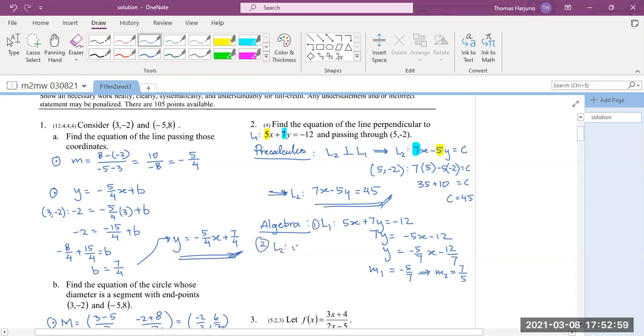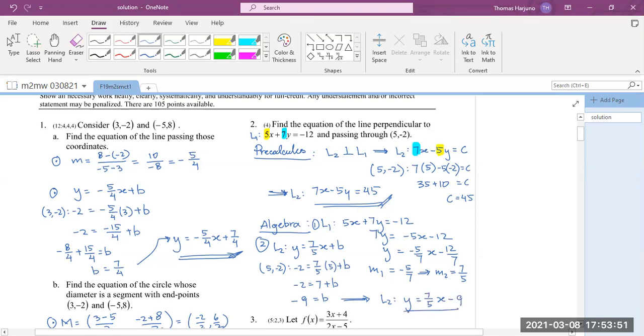So line 2 must be y equals 7 over 5 x plus constant b, right? The coordinate is 5, negative 2. I'm sorry, the y is replaced by negative 2 now. So negative 2 equals 7/5 times 5 plus b. That's negative 2 equals 7 plus b. So b is negative 9. Therefore, the equation of line 2 is given by y equals 7/5 x minus 9.